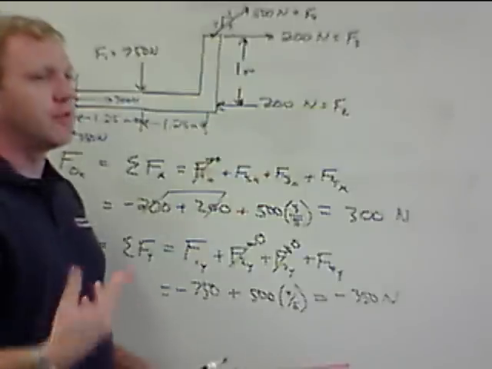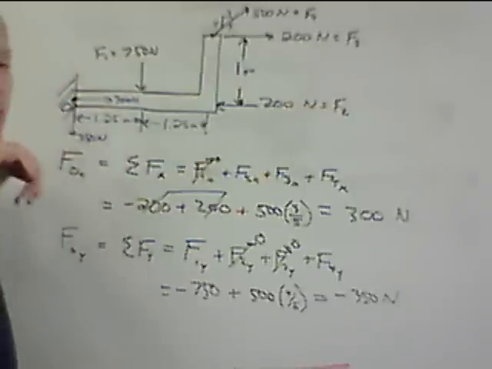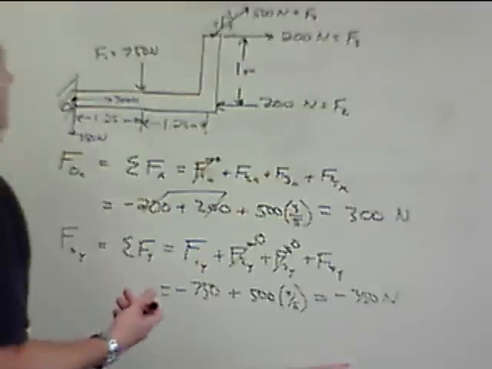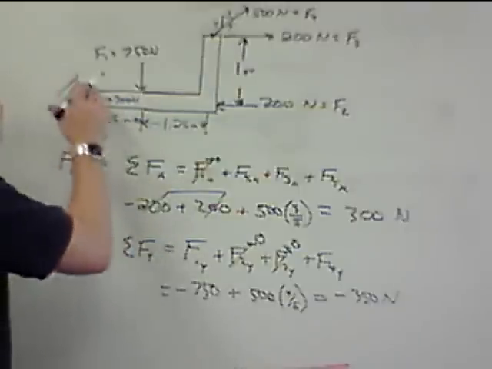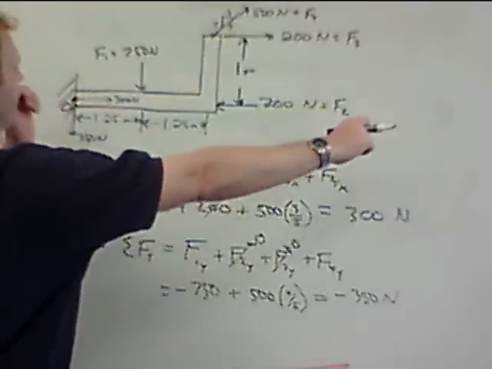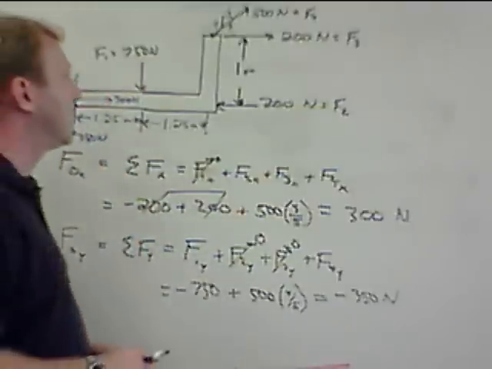The reason we do this is eventually we're going to want to know how strong this support needs to be. This support is mounted to the wall. That's the point of this sort of problem. So whatever the support has to hold, it has to be able to take something pulling 300 newtons to the right and 350 newtons downward. So if it can support those two pieces, then it should hold.